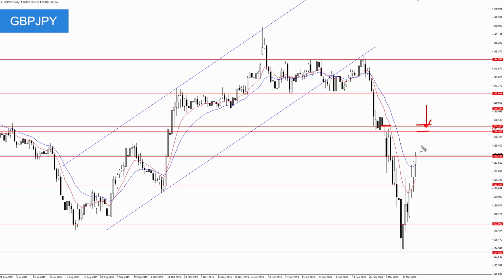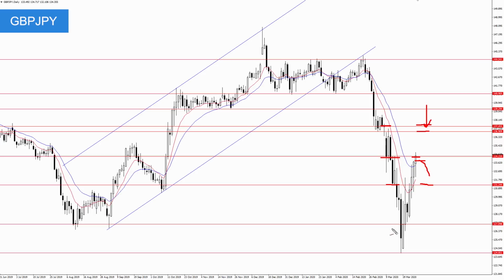Furthermore, we also have this 134.25 area that Friday looks to have closed above it, but as I always say, it's going to come down to where Monday opens. If we see the pair gap lower and fail to close that gap, we could very well see a rotation down here into 131.20.